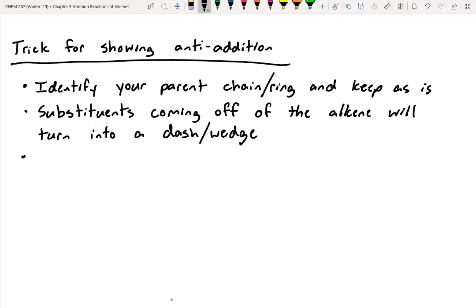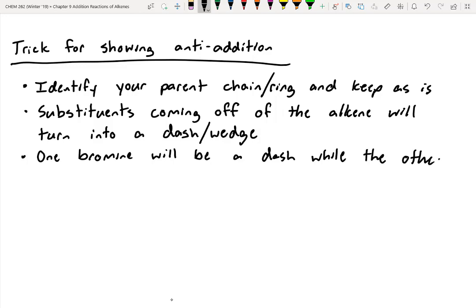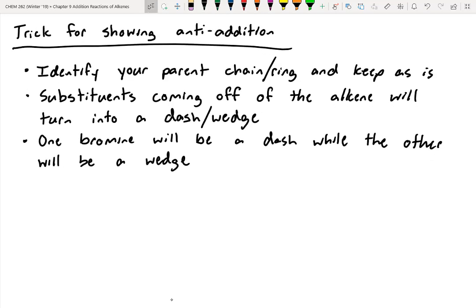And then last but not least, one bromine will be a dash, the other one will be a wedge. Okay, so let's take a look at some examples of this trick in action.